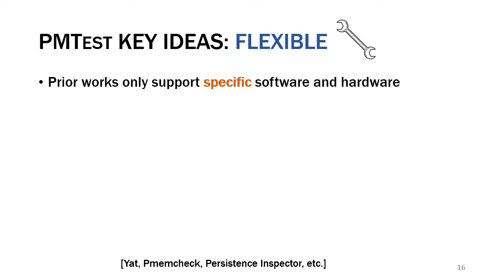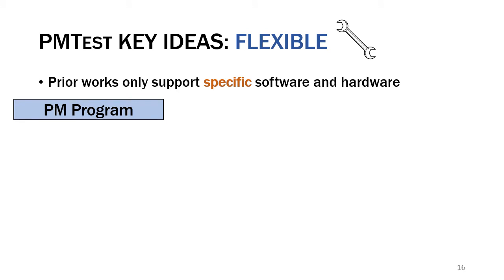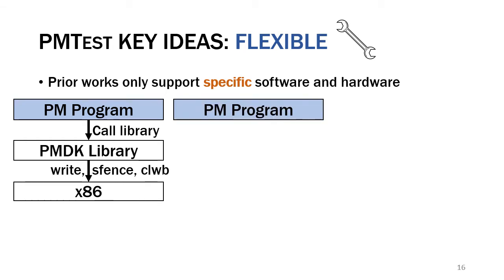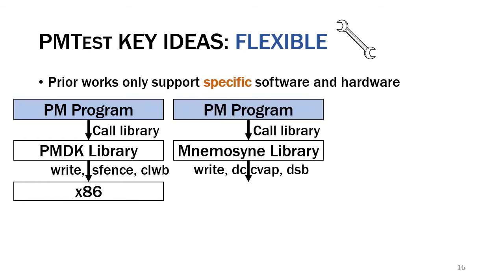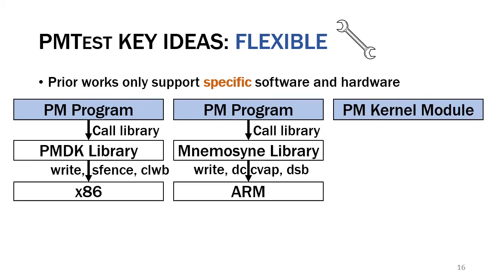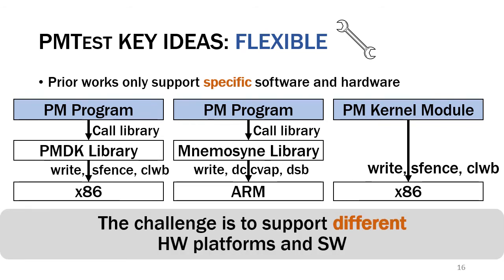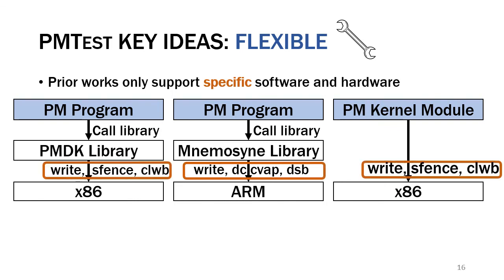Parallel works only support specific software and hardware. However, there could be a variety of these software and hardware combinations. For example, a program can be built on top of the PMDK library and execute on top of x86 platform. It could also be a program built on top of Mnemosyne library and run on ARM processor. It can also be a kernel module that uses low-level primitives. So the question is how to support different hardware platforms and the corresponding software.